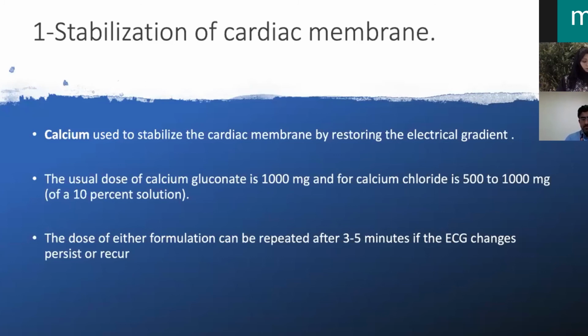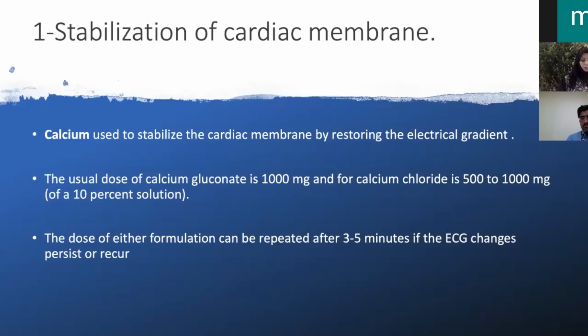It's in the active formula, so it does not need to be metabolized in the body to start to act. The difference here is that calcium chloride cannot be used in a peripheral line except if your patient is in cardiac arrest. Otherwise, if you are using a peripheral line, the only option will be calcium gluconate. The dose of either formulation can be repeated every 3 to 5 minutes if the ECG changes persist.